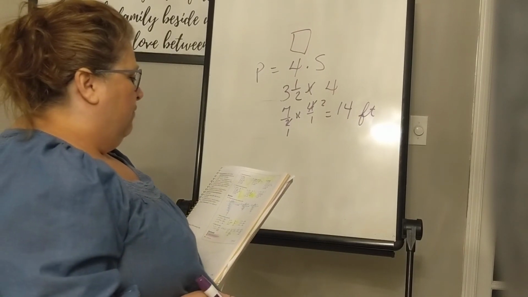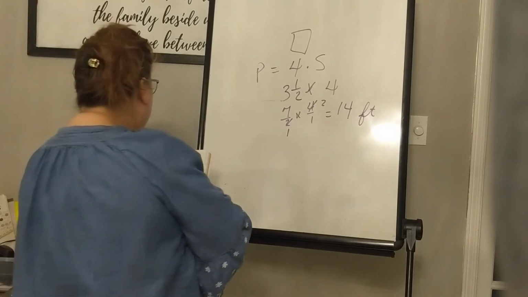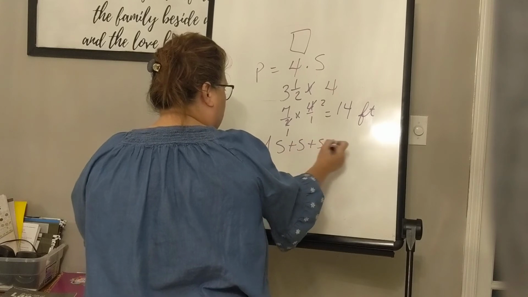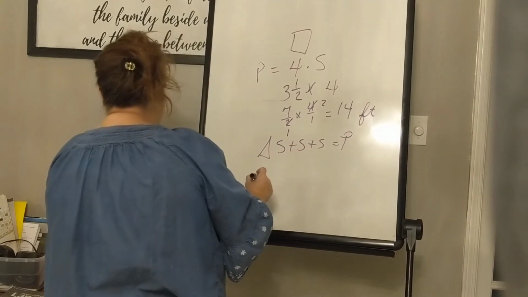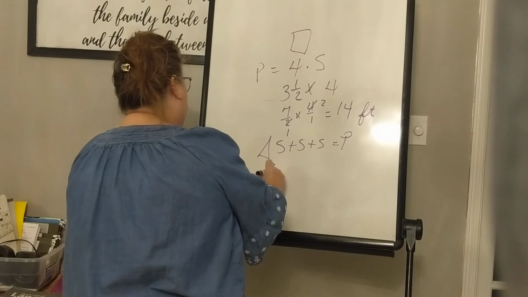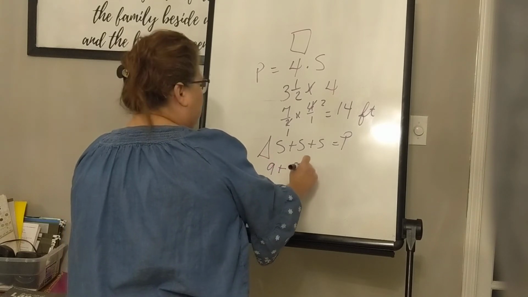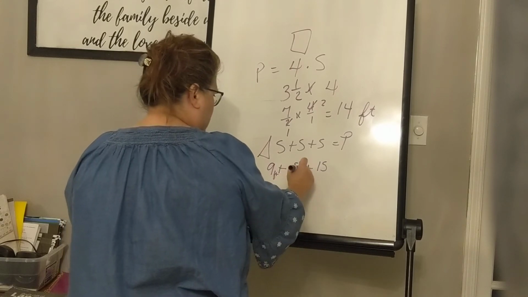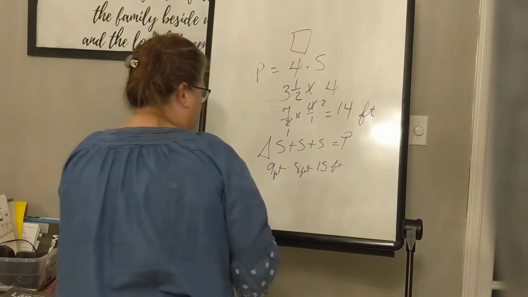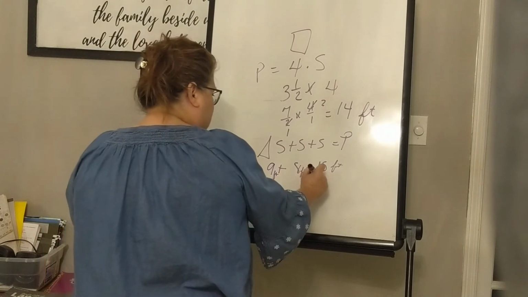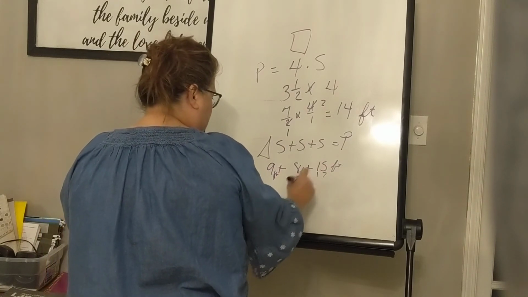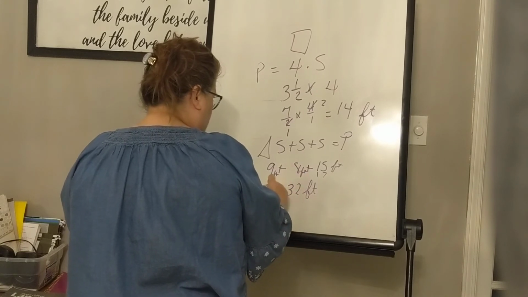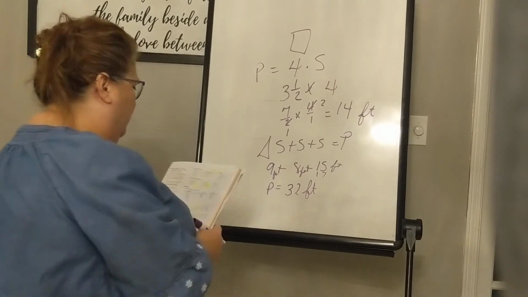Letter B, we are finding the perimeter of a triangle. Triangles are side plus side plus side equals perimeter. So one side is 9 feet, another side is 8 feet, and the last side is 15 feet. These are all feet. So 9 and 8 is 17. 17 and 15 is 32 feet. Perimeter equals 32 feet of that triangle.